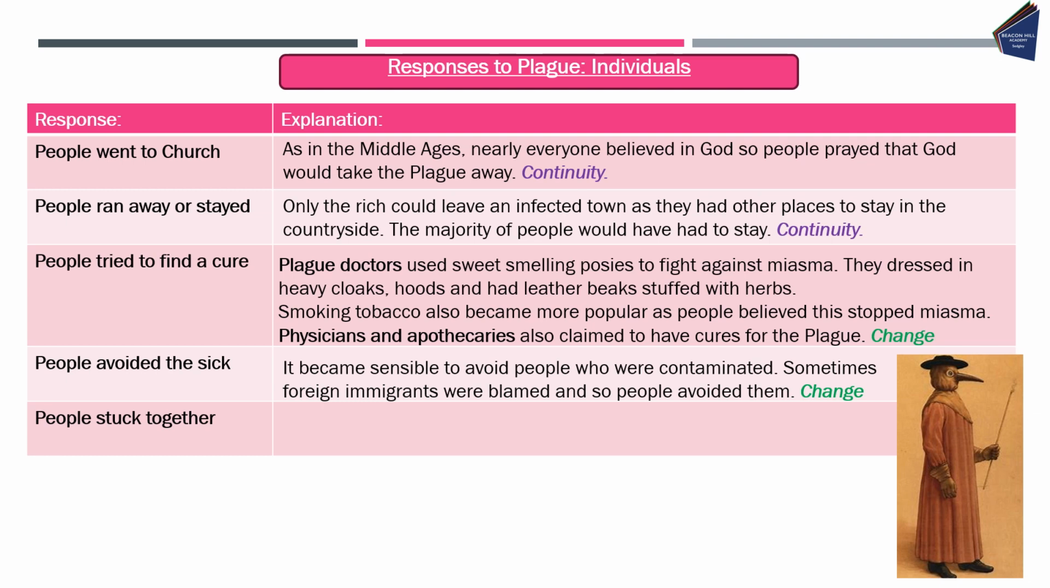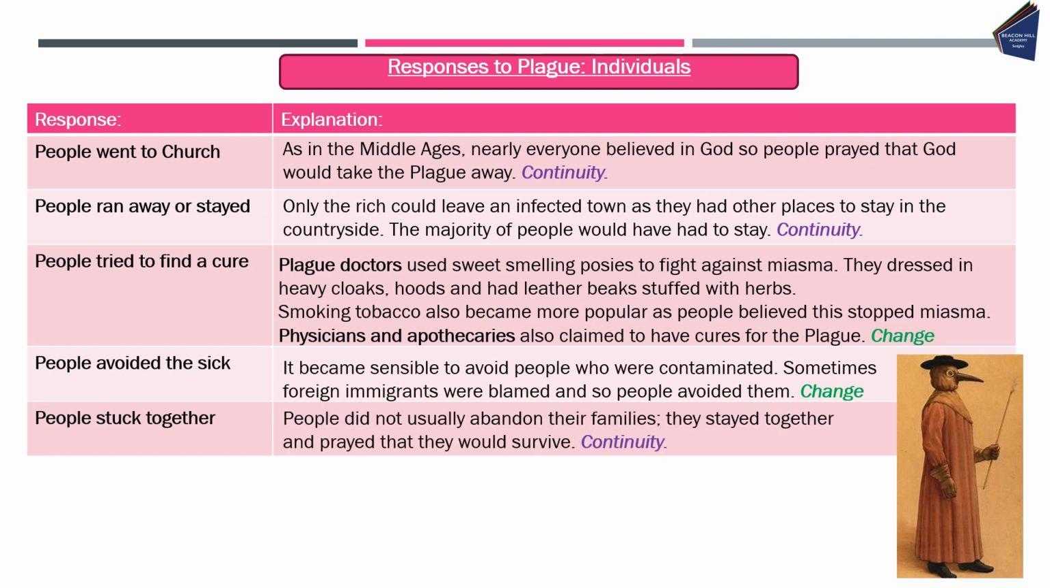Remember, we have proclamations that come from monarchs which say really to avoid people who are contaminated. So you could link this in with the policies of Henry VIII and Elizabeth I. And finally, people sticking together. So people did not usually abandon their families. They stayed together and they prayed that they would survive. So this is again an example of continuity.